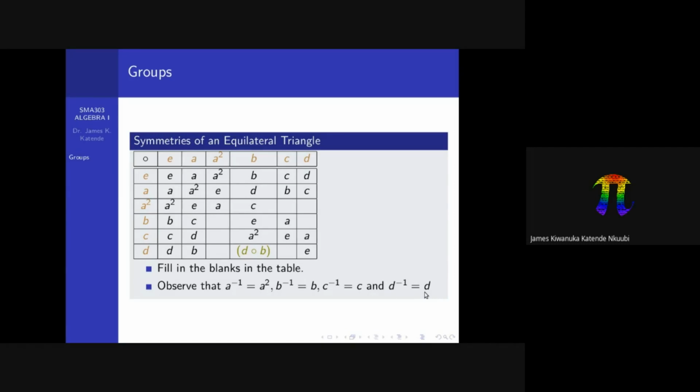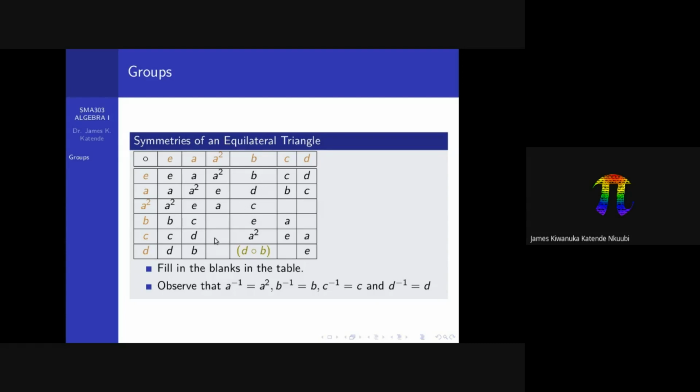And one more thing, which should be just from your knowledge of functions, is that composition of functions is associative. In this case, it is associative. So all four properties will be satisfied, and this will form a group under composition of functions. So this is the dihedral group of degree 3.